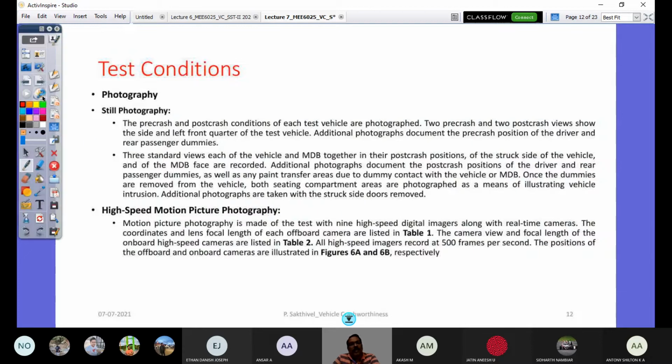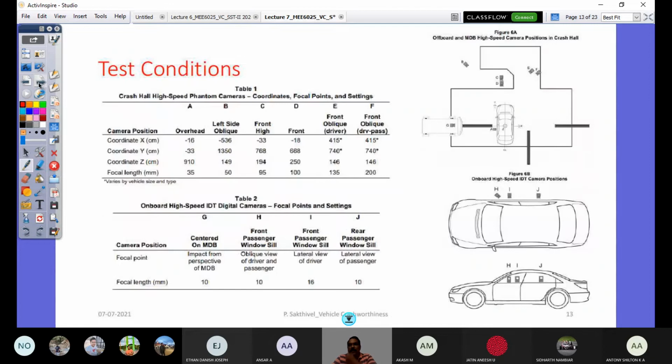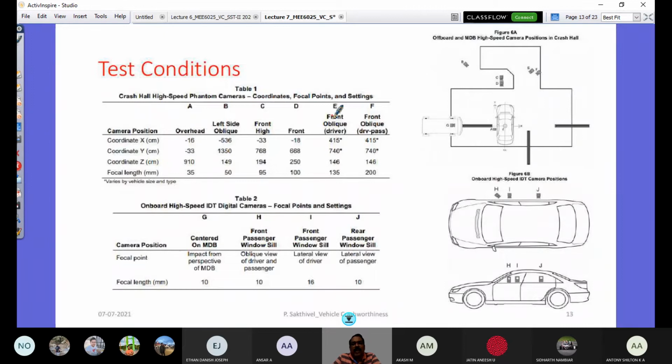Let us understand that from the following two tables and Figures 6A and 6B. Like the 6 locations you saw for the offset frontal barrier test, you additionally have 4 more cameras, G, H, I, J, centered on the MDB. These are onboard high-speed digital cameras. There are 2 cameras at the front passenger window sill, and the rear passenger window sill. The camera focal lengths are given.